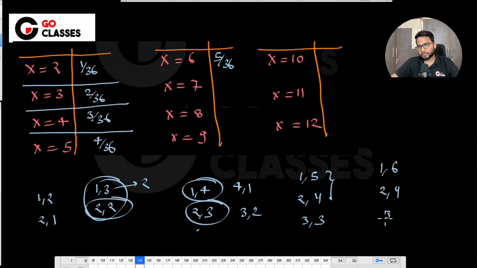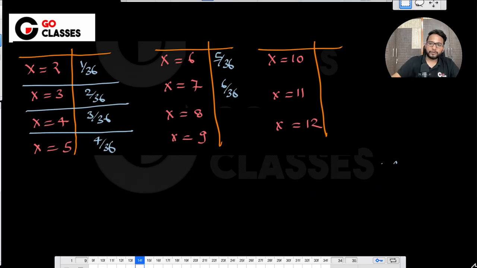I think 1, 6, 2, 5, 3, 4, and then 4, 3, right? So this is having 2, this is having 2, this is having 2. So 6 by 36. Okay, so these are the probabilities. Now let's just see if the pattern is the same or something is breaking, which means 1, 2, 3, 4, 5, 6. Do I have 7 possibilities for X being 8?